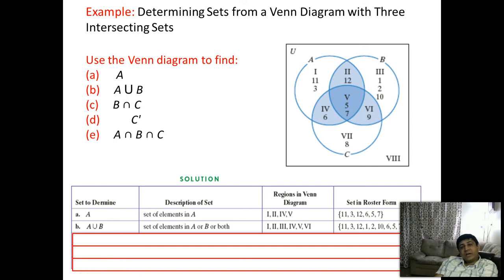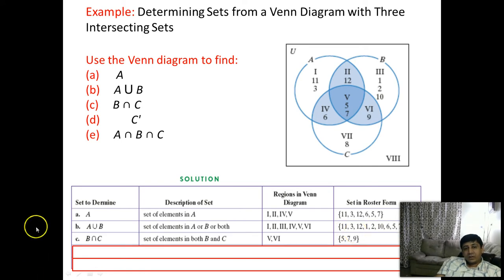Similarly, if you want the elements in A union B, that means we are combining all the elements in A and all the elements in B. We are putting all of them together. So how many regions are we talking about? Everything: 1, 2, 3, 4, 5, 6, all of those regions. Put all the numbers together, and this is your set in roster form.